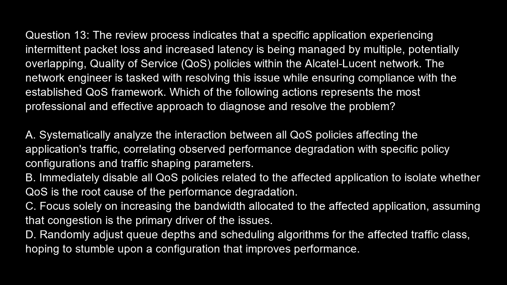Option A. Systematically analyze the interaction between all QoS policies affecting the application's traffic, correlating observed performance degradation with specific policy configurations and traffic shaping parameters. Option B. Immediately disable all QoS policies related to the affected application to isolate whether QoS is the root cause of the performance degradation. Option C. Focus solely on increasing the bandwidth allocated to the affected application, assuming that congestion is the primary driver of the issues. Option D. Randomly adjust queue depths and scheduling algorithms for the affected traffic class, hoping to stumble upon a configuration that improves performance.